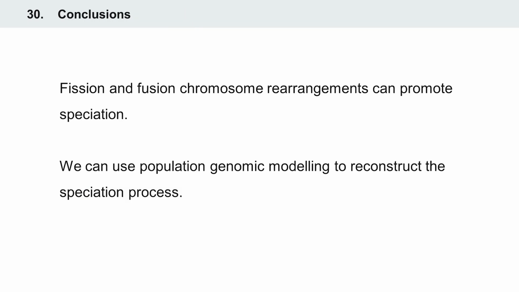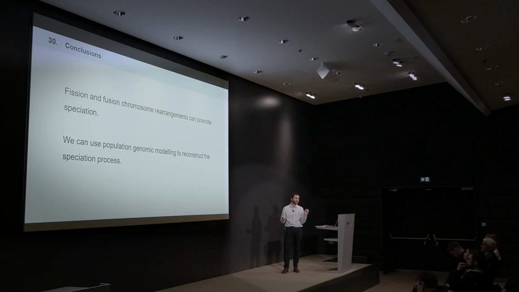So, in conclusion, in this work we've shown that these fission and fusion chromosome rearrangements can promote speciation. It's probably not the only process that's led to speciation in these butterflies, but we can show and quantify that it does have an effect, that actually this is one of the forces that has kept these species apart and is promoting its divergence. But additionally, we've also shown that just from a sample of current day individuals, we can use population genomic inference to reconstruct the speciation process.